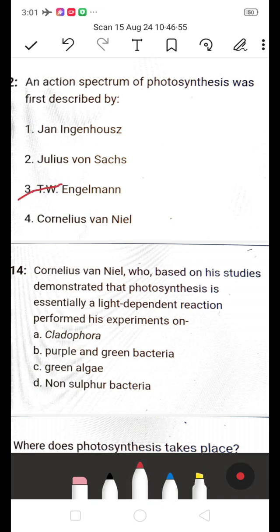Next, Cornelius van Niel, who based on his studies demonstrated that photosynthesis is essentially a light-dependent reaction, performed his experiment on? Is it Cladophora, purple and green sulfur bacteria, green algae, or non-sulfur bacteria? Which is the right answer? It's purple and green sulfur bacteria. This is the right answer because he used hydrogen sulfide. He used hydrogen sulfide instead of water, he replaced water with hydrogen sulfide, because water is a hydrogen donor, right?